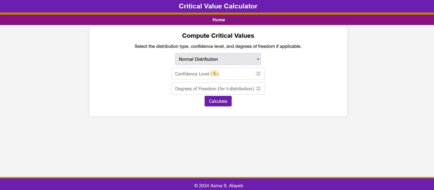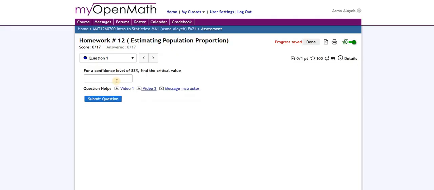And then we're going to use the normal distribution in this case because we are studying the estimating of population proportion. And then you're going to put the level of confidence, which is 88. We do not need a degree of freedom in this case because this is a normal distribution, not the student T distribution. So we're going to calculate and that will give us the critical value. So I'm just going to copy that critical value over to the homework and paste it there and submit my question. Similar for question number 2.